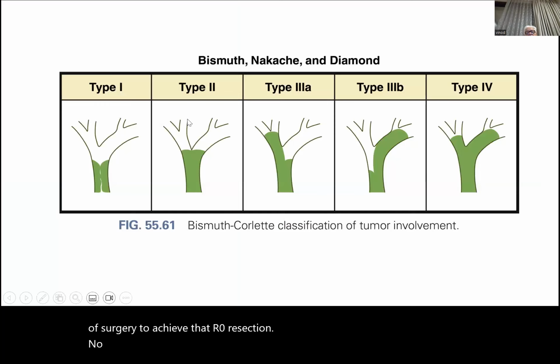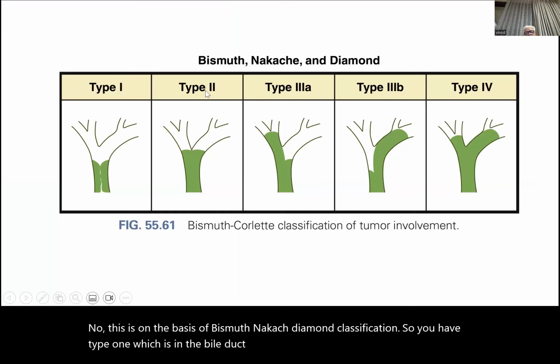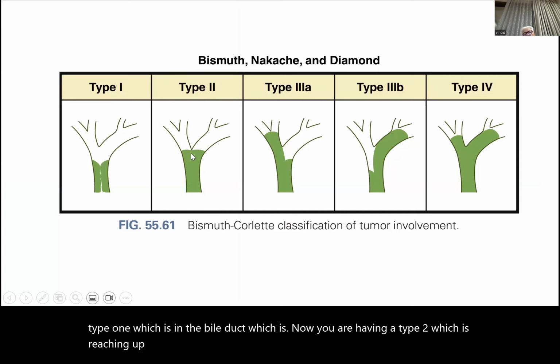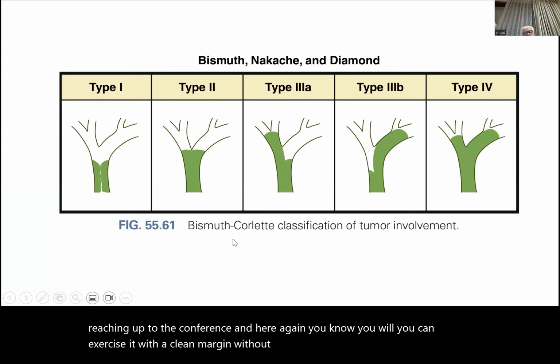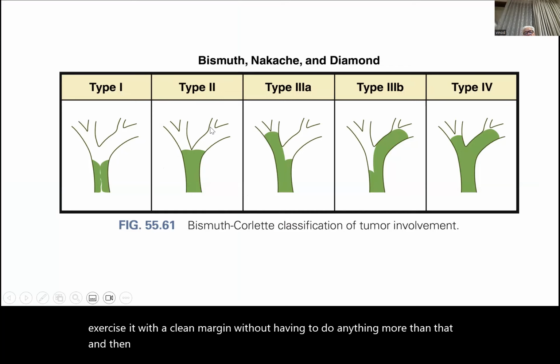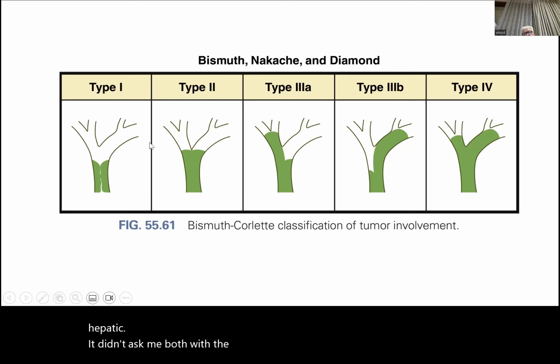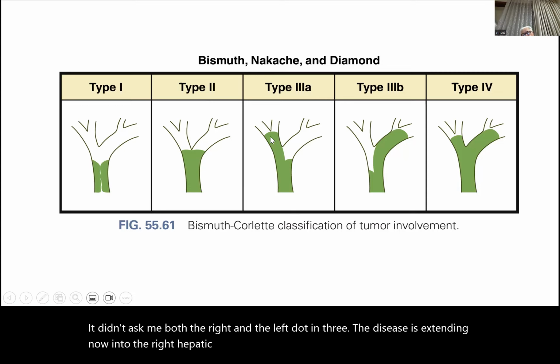Now, this is on the basis of the Bismuth-Corlette classification. So you have type 1, which is in the bile duct, and type 2, which is reaching up to the confluence. And here again, you can excise it with a clean margin, and then you have to make a hepaticojejunostomy with both the right and the left duct. In 3A, the disease is extending now into the right hepatic duct.